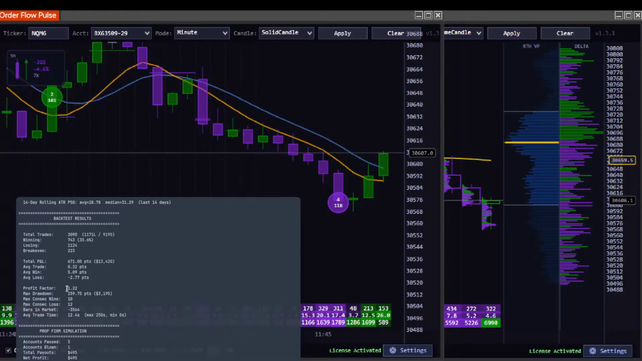The profit factor is 1.2. We can get that up. The drawdown is $3,200. So you would have blown one account. Accounts passed five, one blown. So I have 6 accounts. You would have passed 5 of them and blown one of them. I wrote my own prop firm simulation of passing and failing.